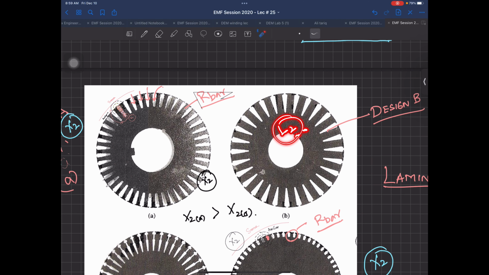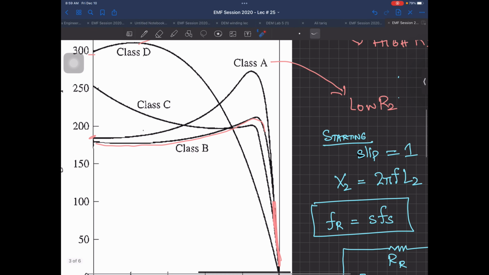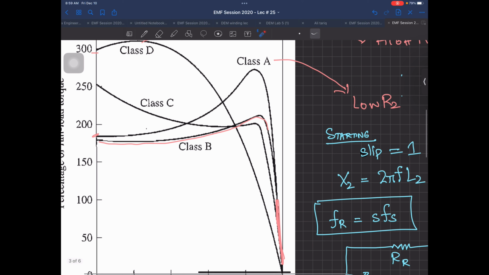So here in this design class B, you can see what is happening. At the pull out torque point, there is a visible difference. And why is this happening? Because X2 is larger. But normally the starting torque, they are both almost the same. The region of interest, which is the no load to full load point, they are also good.